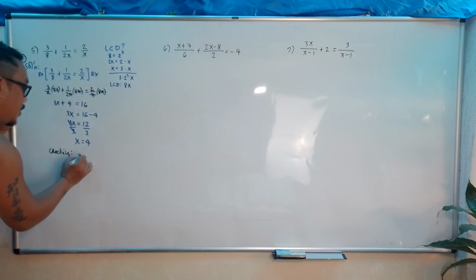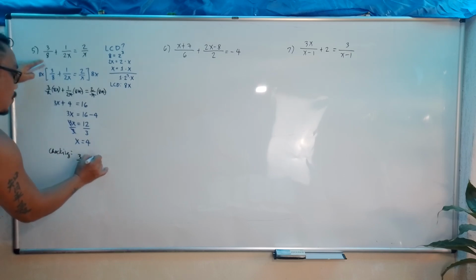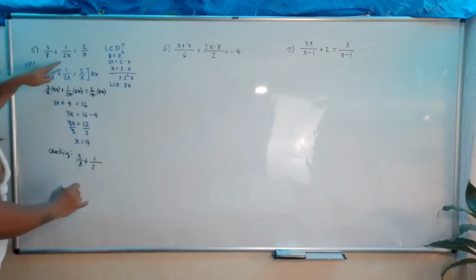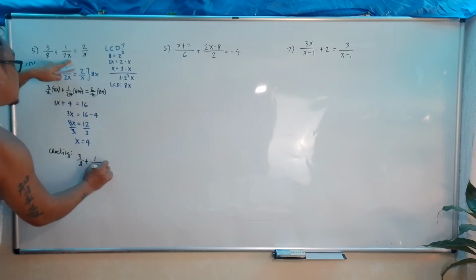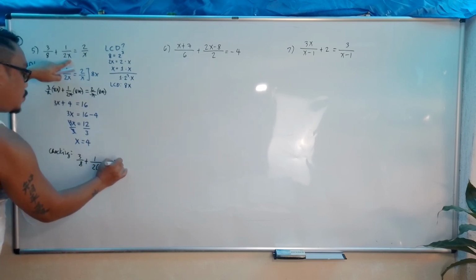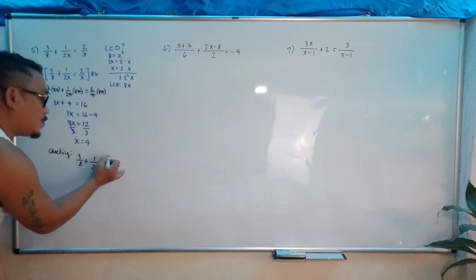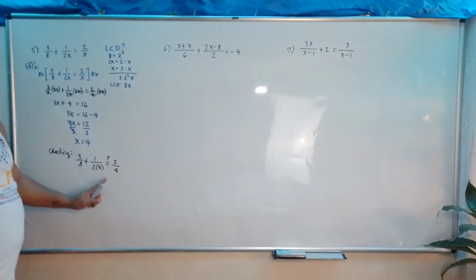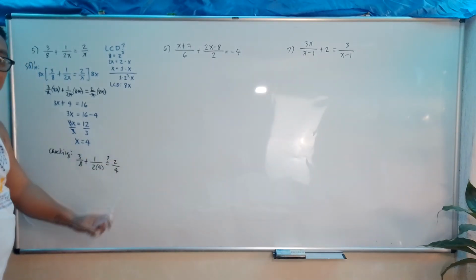Okay, so you have 3 over 8. You just copy 3 over 8 plus 1 over 2. Then, substitute x here, 4 is equal to 2 over 4. So we have a question mark here. Mauta na man ta kung equal ba sila ang left side o ang right side sa equation.